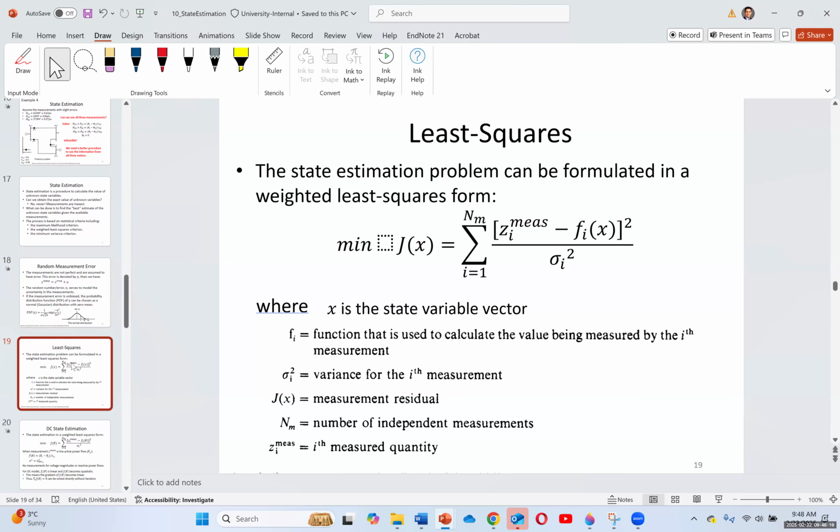So how can we find the minimum of the least square errors? The estimation problem can be formulated in a weighted least squares form. The minimum of J(x) is the sum from i equals 1 to nm of (zi mean minus fi(x)) squared over sigma i squared. x is the state variable vector. fi is a function that is used to calculate the value being measured by the ith measurement. Sigma i squared is the variance of the ith measurement. J(x) is the measurement residual. nm is the number of independent measurements, fi(x) is the measured quantity, and zi mean is the ith measured quantity.